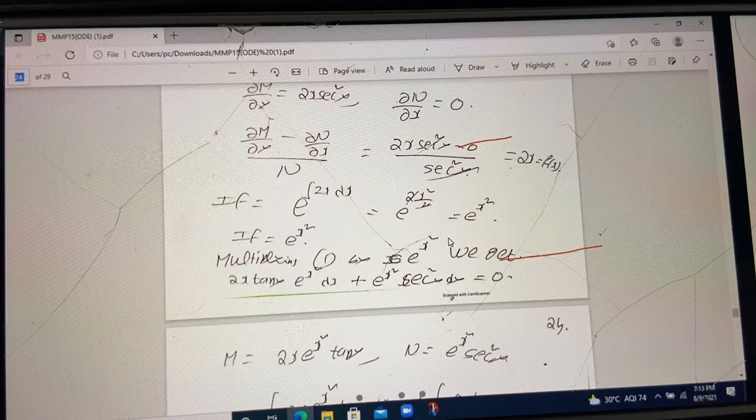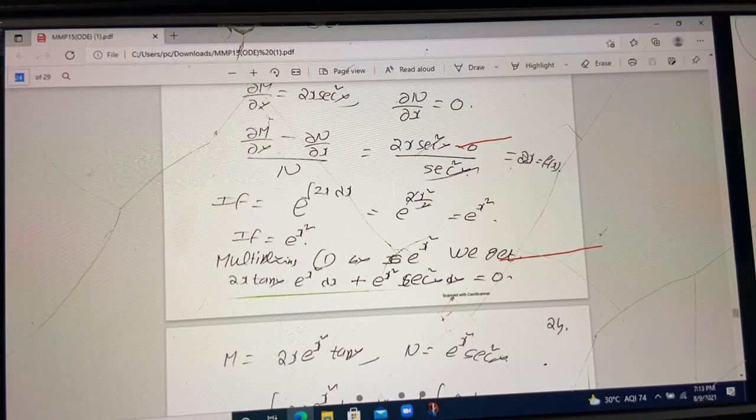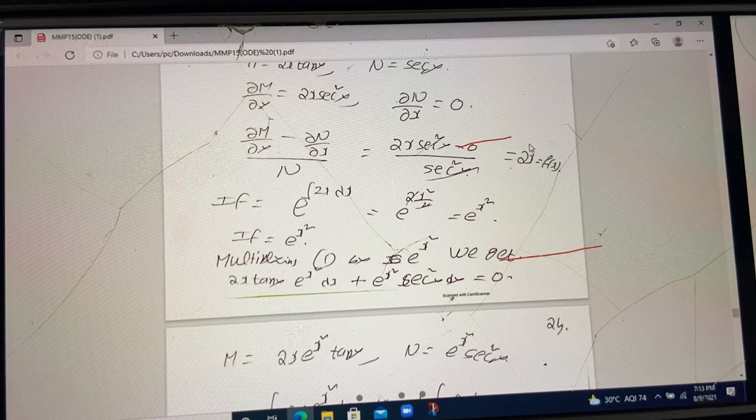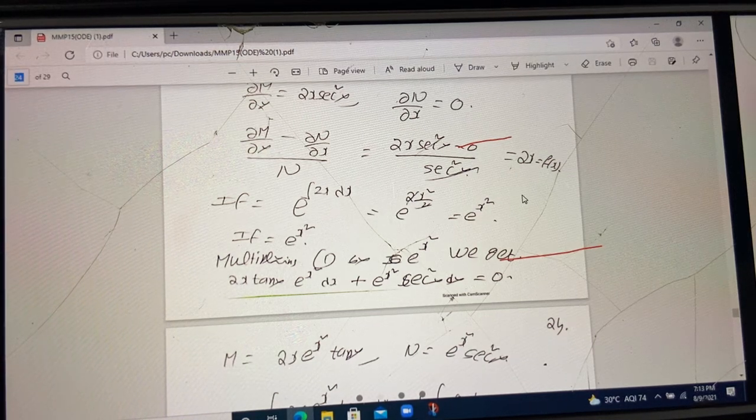But among the options, you may be given: option A will be x², option B will be y², option C will be xy, option D will be e to the power of x. So you should be careful. Don't stop at this integral, integrate e^(f(x)) dx. So e^(x²) is the integrating factor.